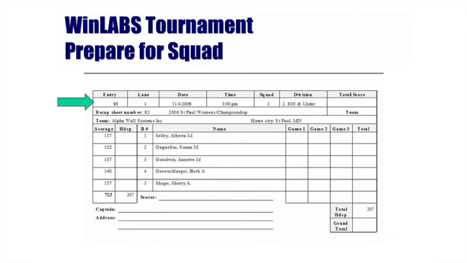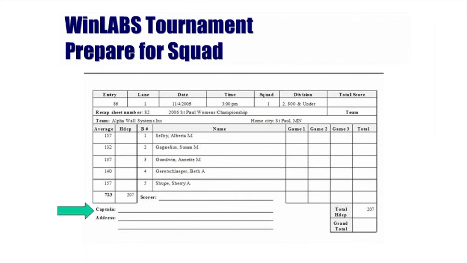Just below this you can see the recap sheet number and the tournament name, followed by the team name and city where the team is from. The recap sheet number is used later during the entry of scores. The team lineup is shown along with each bowler's individual average. Notice that the individual handicaps are not shown. They are confusing for tournaments using the team method of handicapping, which is what we used here.